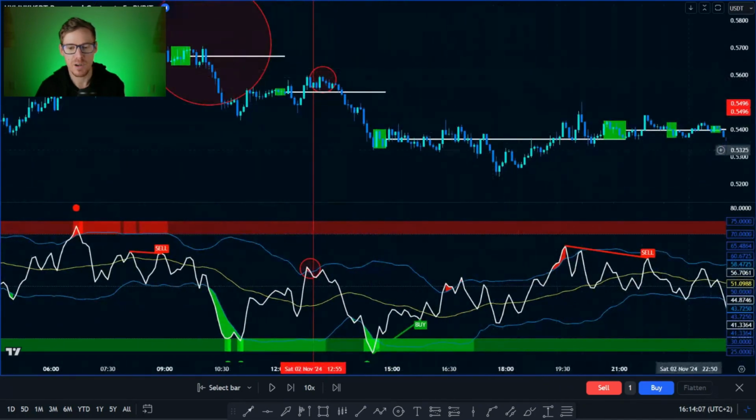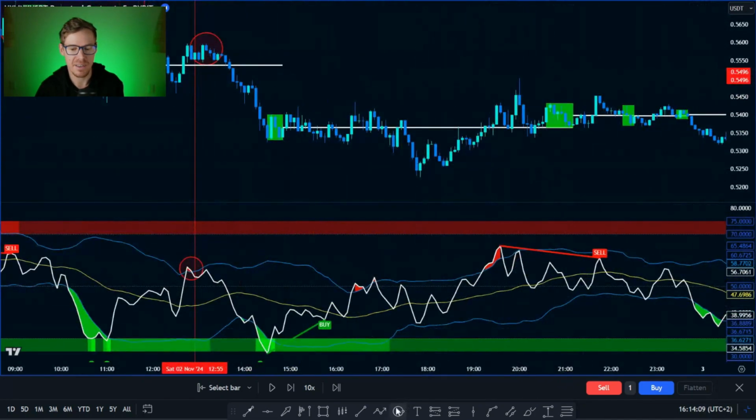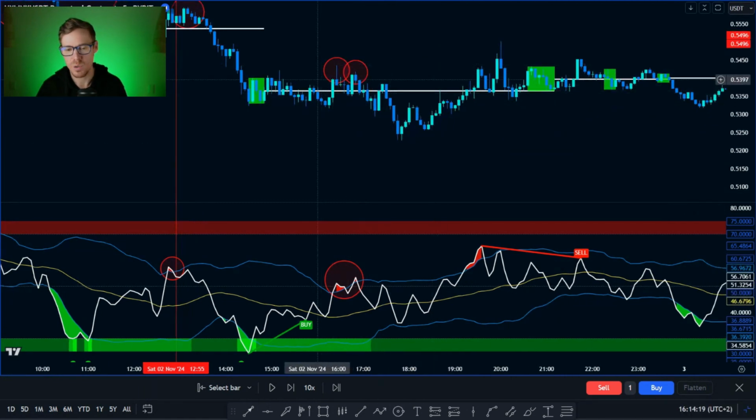If we move on over here, you can see we got another shark fin over here, another two shark fins, which potentially were at this point and at this point over here. So this could have been another place to look for a short entry. You can see, guys, if you'd held this too long, you would have lost. Price would have come back and hit your stop loss.